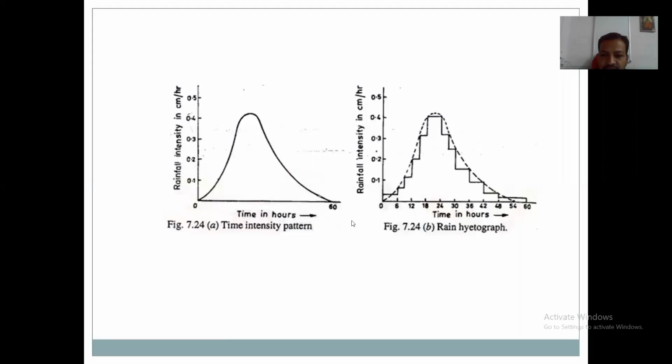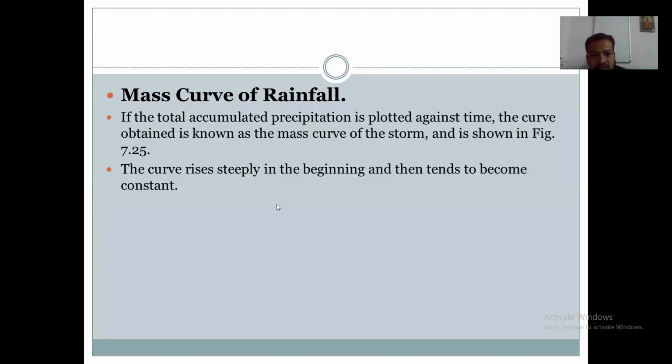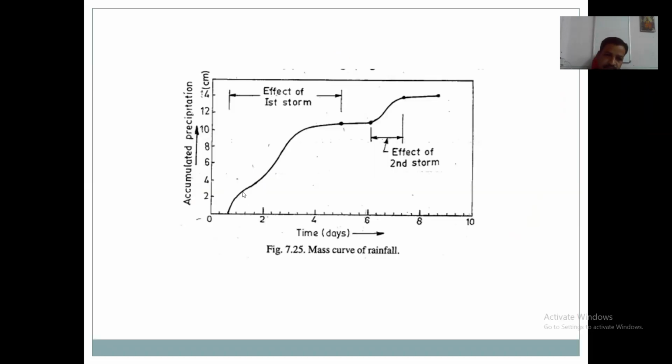या कर्वला काय म्हणायचं, रेन हायटोग्राफ. Another curve that is mass curve of rainfall that you have seen in last lecture. Mass curve of rainfall.